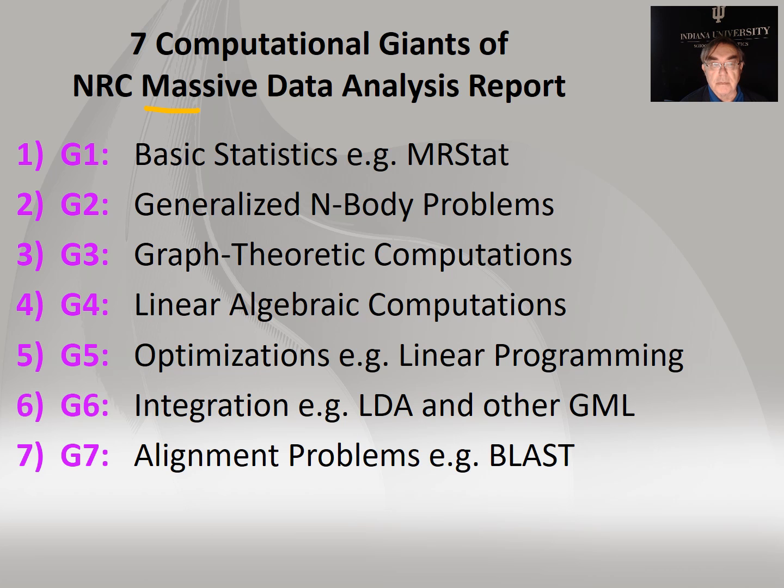Here we have the report from the National Research Council, Massive Data Analysis. This comes from a part of the report aimed at statistics, and so these are all statistics related areas. And we have basic statistics. That's illustrated with what I call MR stat in my classification, MapReduce statistics: adding over, overall standard deviations, averages, correlations, things like that. Then they notice the importance of the order n squared problem, which they term the generalized n-body problem.